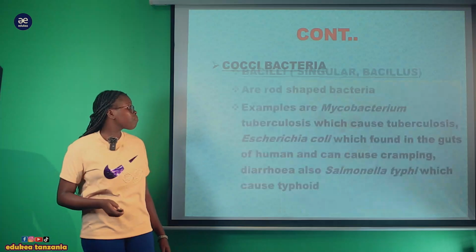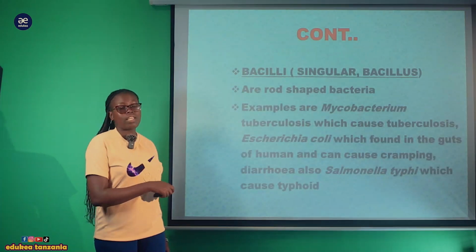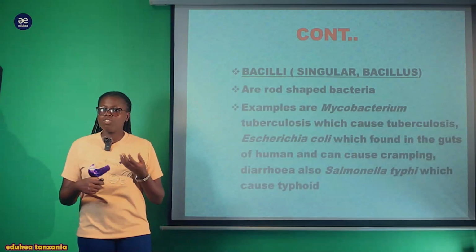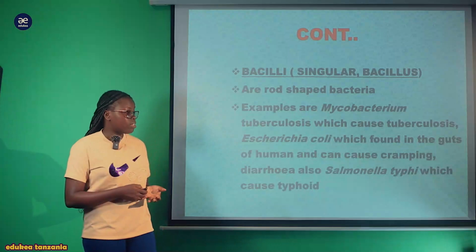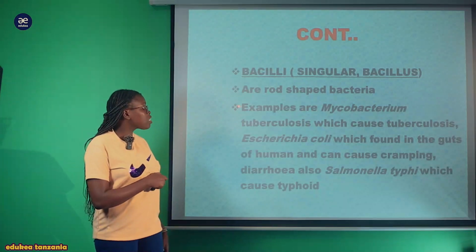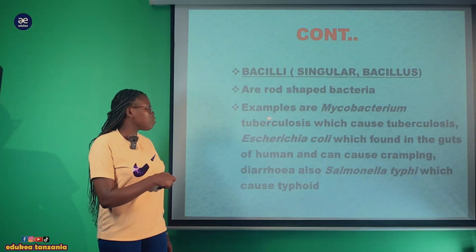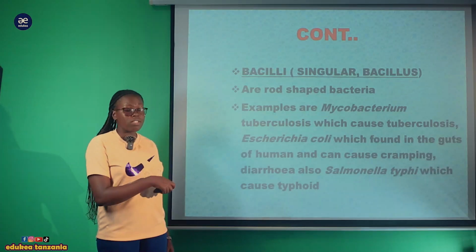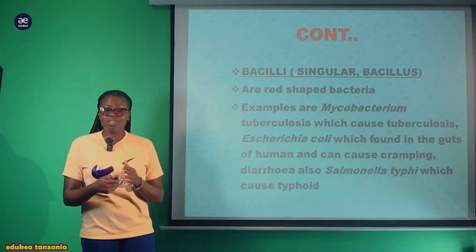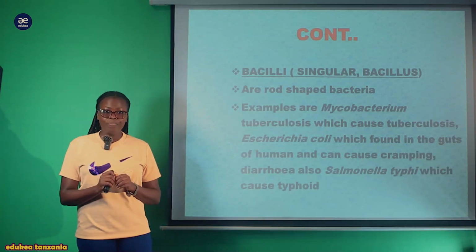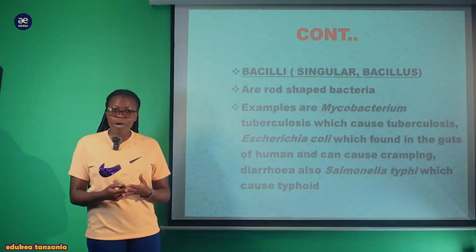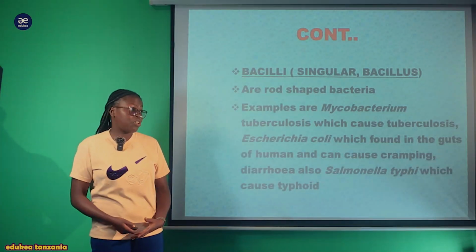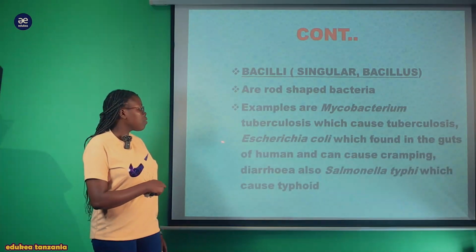The other one is bacilli. Bacilli are rod-shaped bacteria. An example of rod-shaped bacteria is Mycobacterium tuberculosis, one of the bacteria that cause tuberculosis. So, tuberculosis is caused by bacteria. Also, there is Escherichia coli.